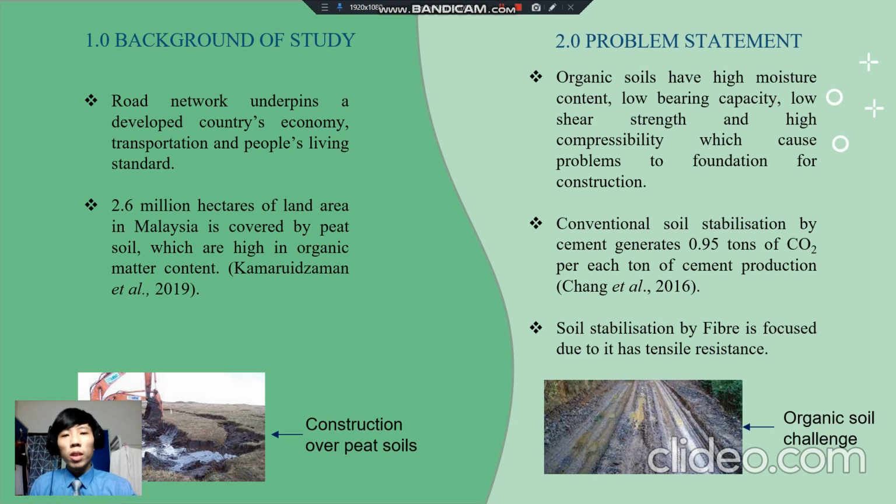It is well known that a road network can underpin a developed country's economy, transportation, and residents' living standard. However, according to a study conducted by Kamaruzzaman in 2019, there were 2.6 million hectares of land area in Malaysia covered by peat soil, which is high in organic matter content. This means that sometimes it cannot be avoided to build road networks on organic soil.